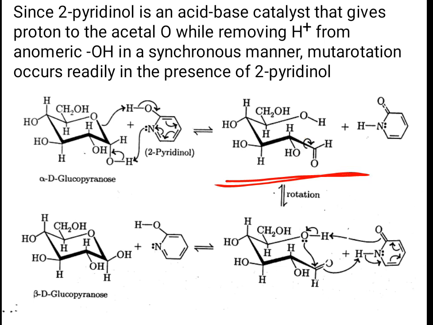So similarly you are getting this beta D glucopyranose. This is actually all the case of mutual rotation. If you take alpha anomer, you will get a mixture of alpha and beta, and if you take a beta anomer, you also will get a mixture of alpha and beta. So this is the actual funda of mutual rotation.